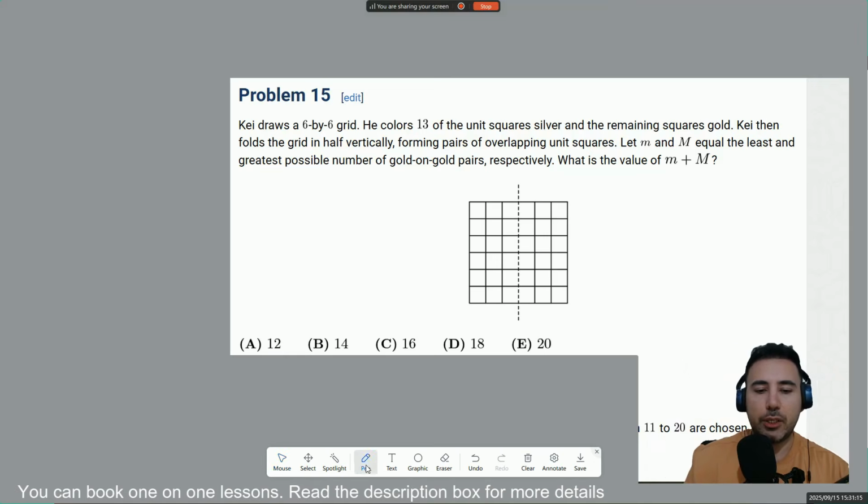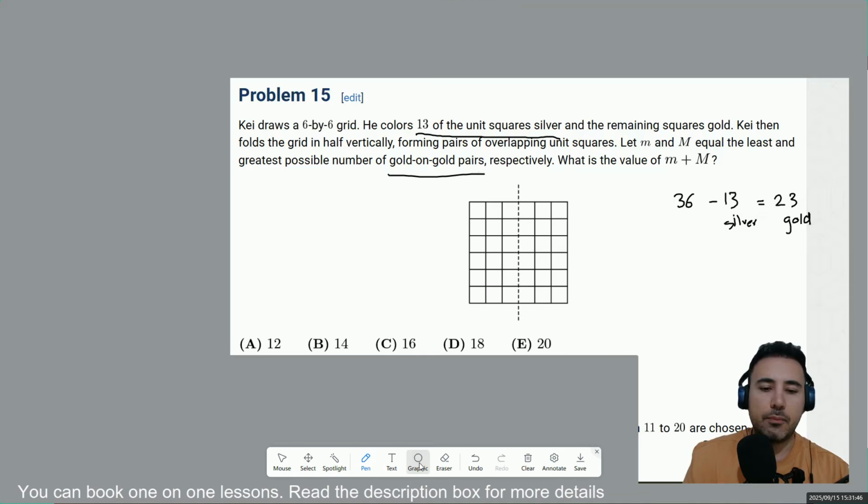We know 13 of them are going to be silver, out of 36. Which means 23 of them are supposed to be gold, right? And then what does the question want? We want the gold on gold pairs, right? We want to pair them up, gold on gold.